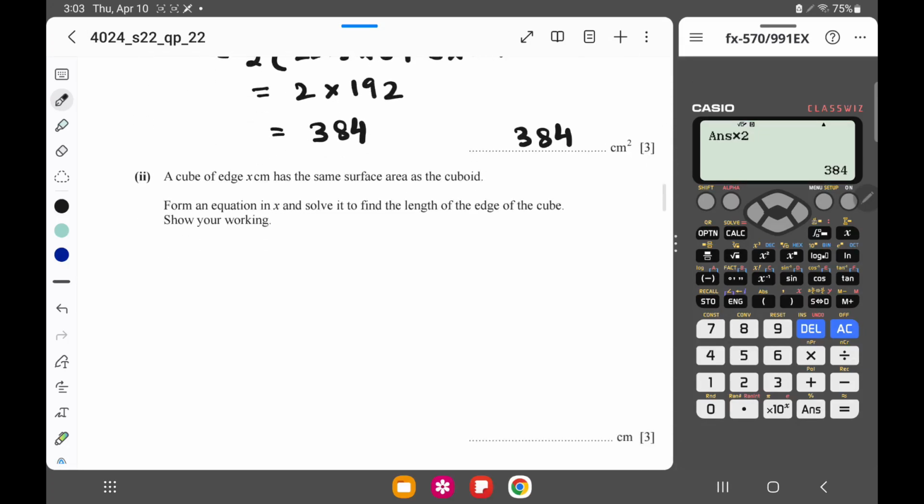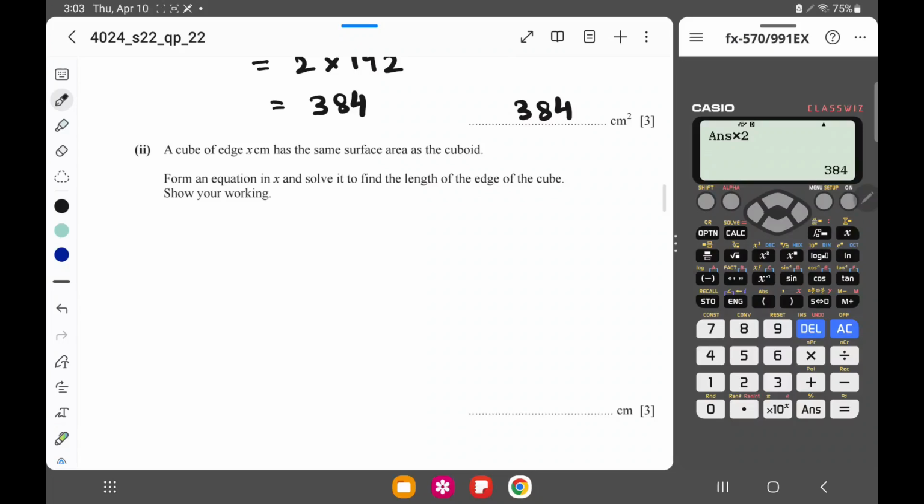Okay, now part 2. A cube of x centimeters has the same surface area as the cuboid. Form an equation in x and solve it to find the length of the edge of the cube and show your working. And it's also a 3 marks question. So it's clearly written in the question that x centimeter is the length, width, height of the cube, and you know that the cube has the same surface area as the cuboid. It means that they both have the same surface area. Surface area of the cuboid we already know, that is 384. We have found it in the previous part.